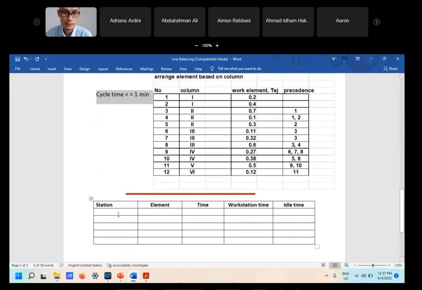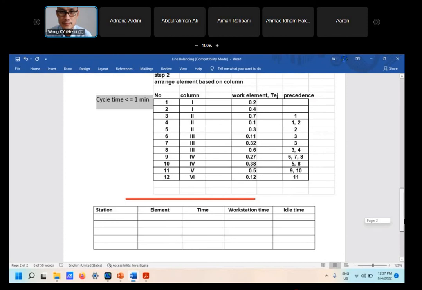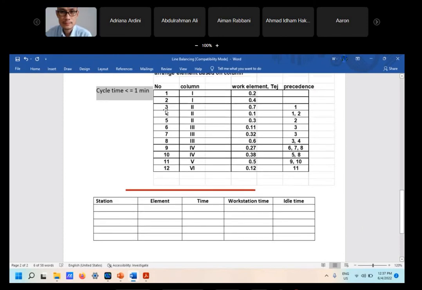Okay, so try to do the line balancing for me. Try to assign the work elements to the respective workstations and then tell me the answer. I give you 10 minutes to do it. Later, I will call names just to make sure all of you are participating in the class. Okay, 10 minutes, start now. Please do it.